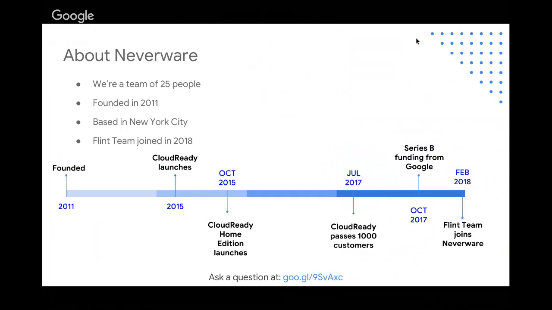So skipping on a little bit further, obviously the two big ones on here is the Series B funding from Google. In October 2017, Google invested into Neverware, which was a really big validation for Neverware of all the work that they've done in terms of getting people onto the Google Chrome environment and pushing people to the cloud. So that's really good. And yeah, that relationship is blossoming now. And then in February 2018, the Flint team joins Neverware.